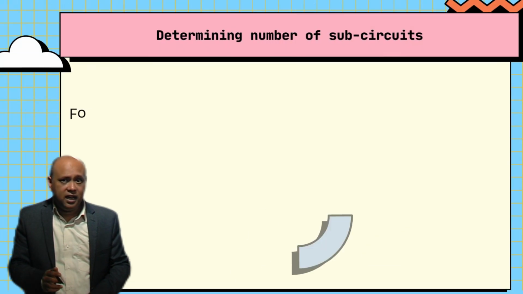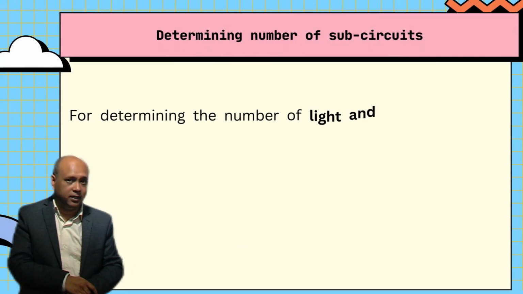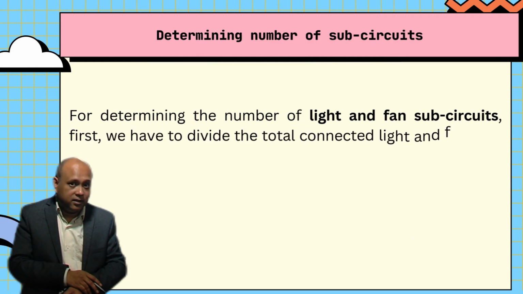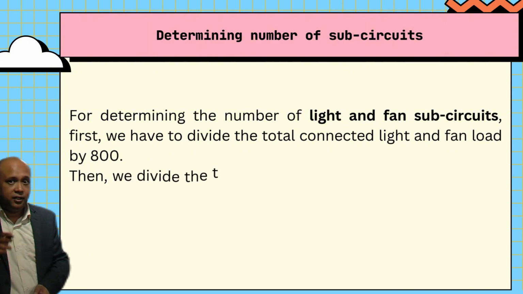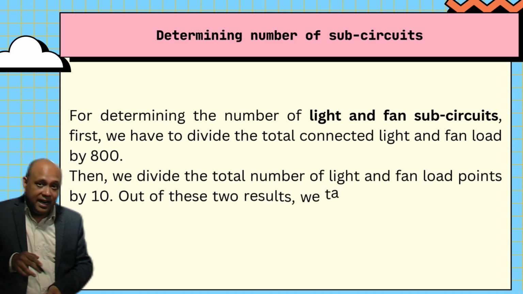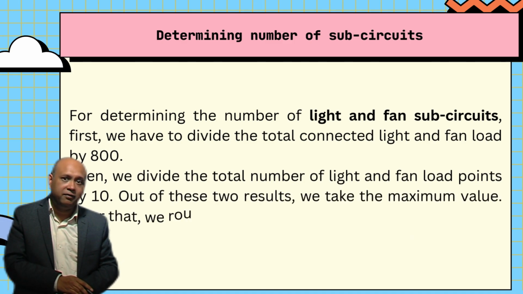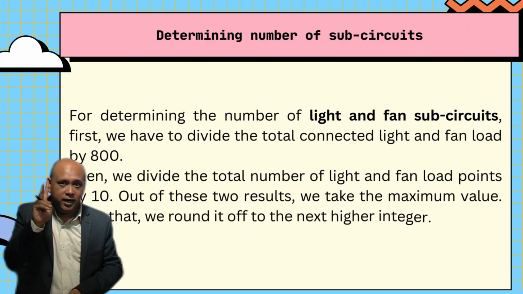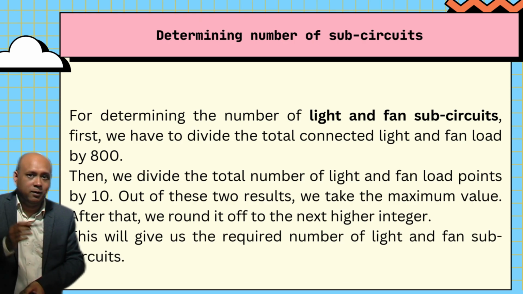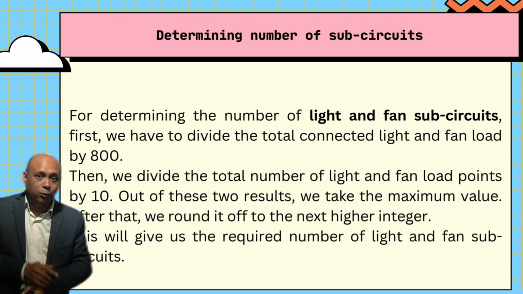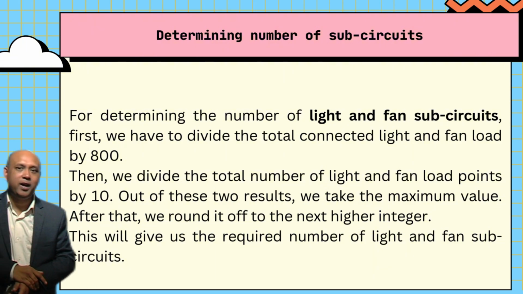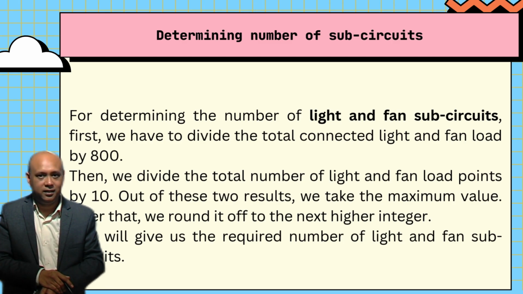So now let's see how to determine the number of sub-circuits. For determining the number of light and fan sub-circuits, first we have to divide the total connected light and fan load by 800. Then we divide the total number of light and fan load points by 10. So we are going to get 2 results. Out of these 2 results, we will take the maximum value. After that, we round it off to the next higher integer. This gives us the required number of light and fan sub-circuits.